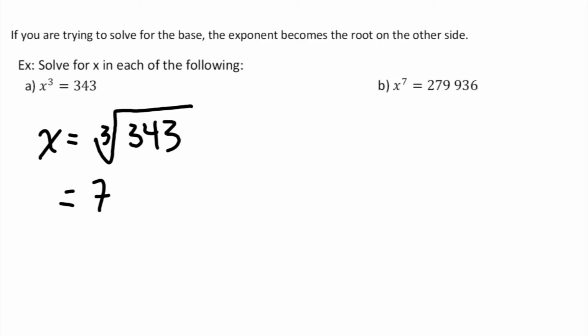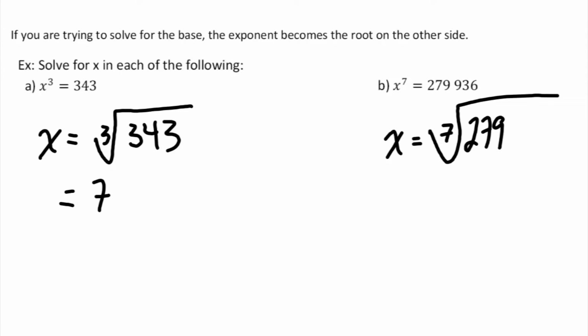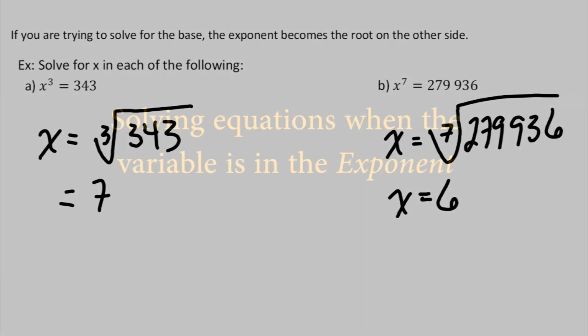Similarly, with x to the 7th equal to 279,936, we can say that x is equal to the 7th root of 279,936. And again, doing it on our calculator, we get x equal to 6.